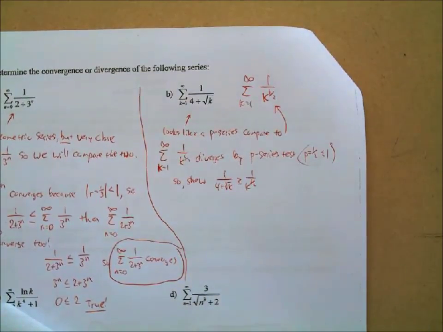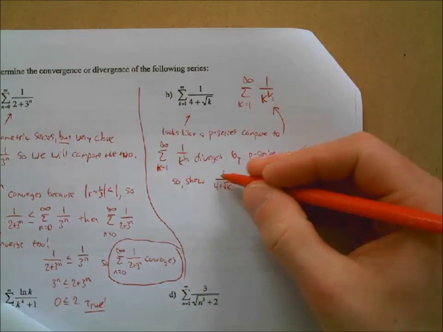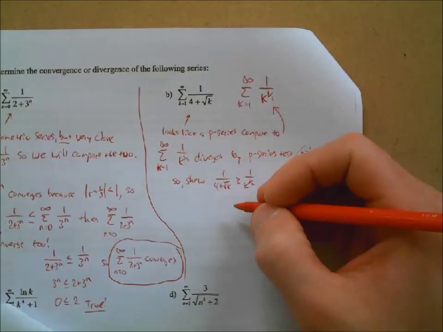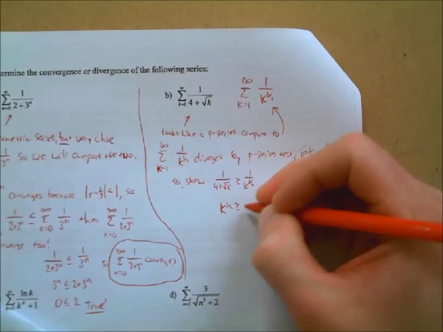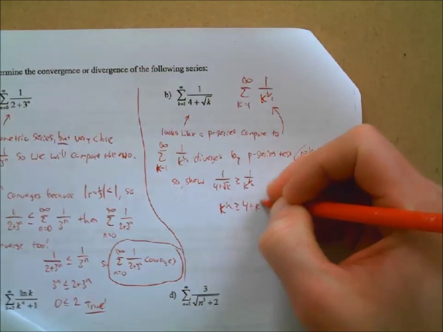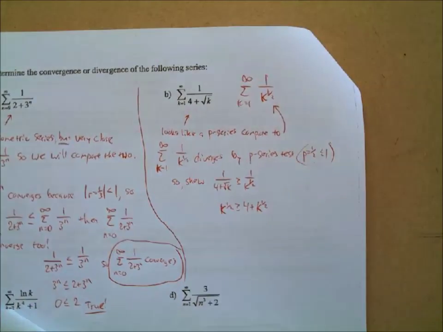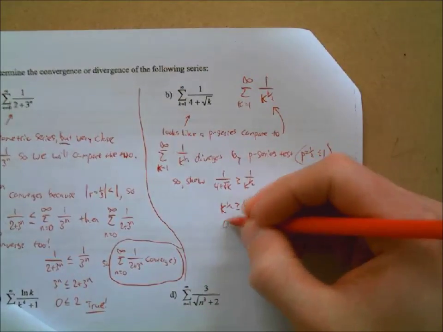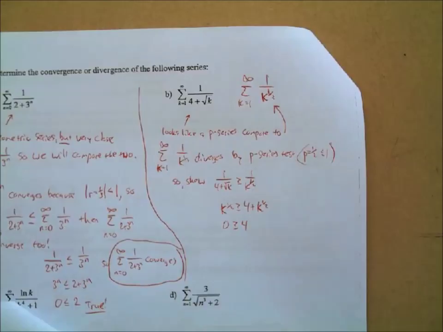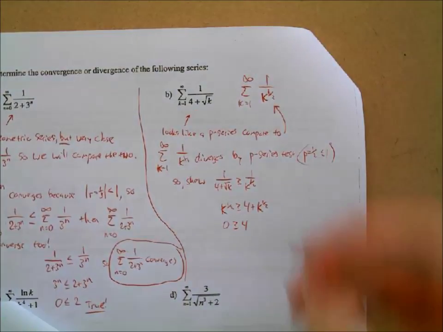Again, we'll cross multiply. I'll multiply k to the 1/2 over here, and multiply the 4 plus root k over here. Both sides have k to the 1/2. We'll subtract k to the 1/2 from both sides. We get 0 is greater than or equal to 4. That's false.